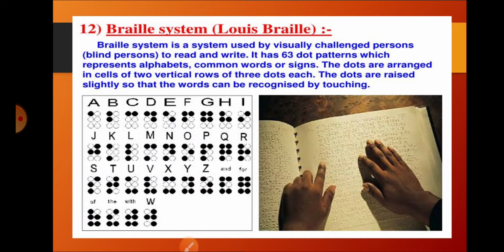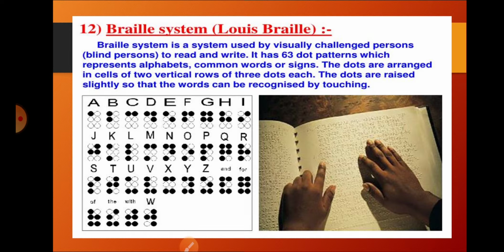Next one is the Braille system. So what is this system? Braille system is a system used by visually challenged persons, that is blind persons, to read and write. So this system is used for blind persons to read and write.